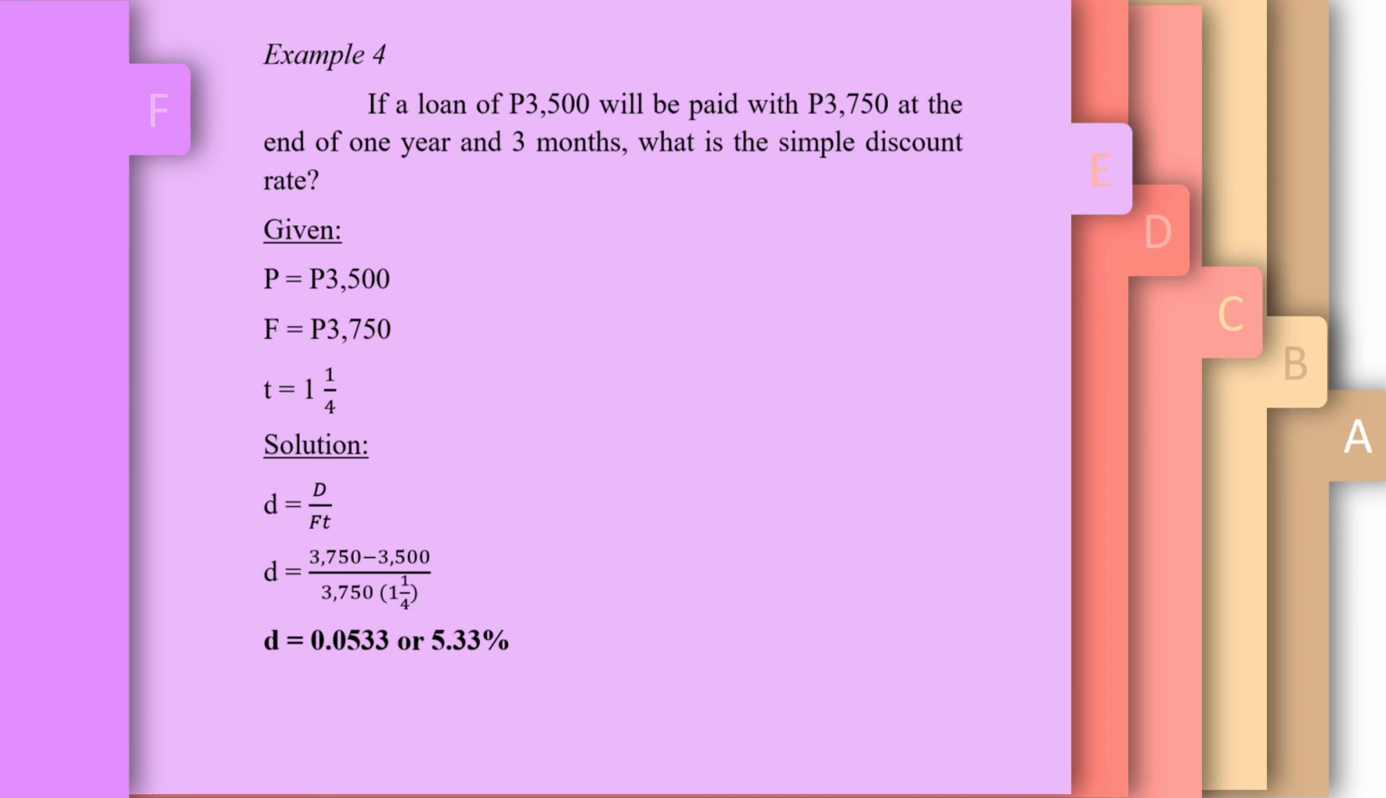Fourth example, a loan of 3,500 pesos will be paid with 3,750 at the end of 1 year and 3 months. What is the simple discount rate? So, students, I want you to analyze the given, what is asked, and the solution of this example and my example 5, which is my last presentation. Hopefully, you will pause and try to answer these two examples.